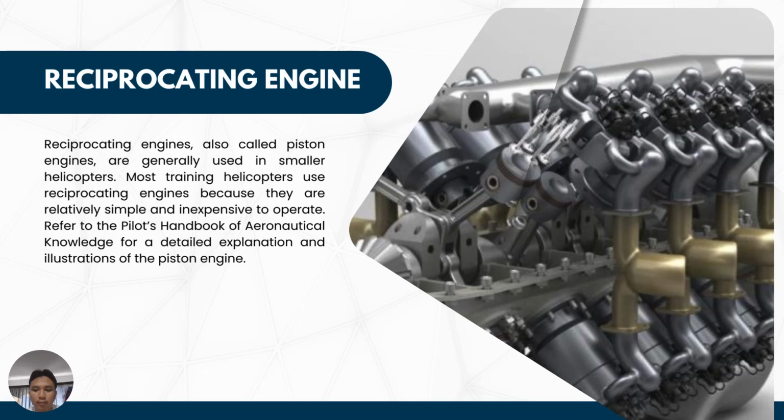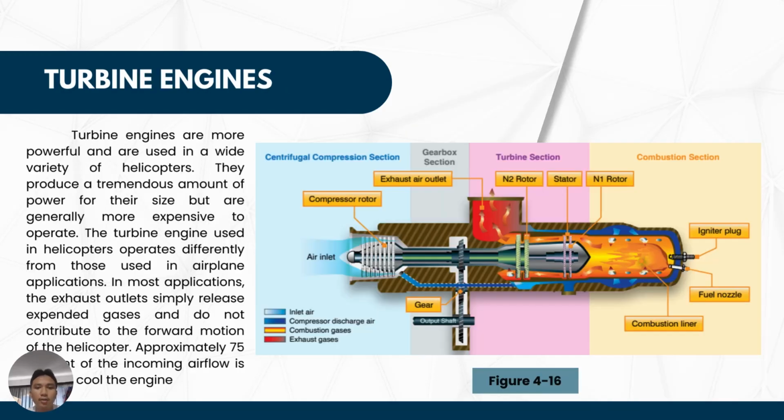Now next, the turbine engines. Turbine engines are more powerful and are used in a wide variety of helicopters. They produce a tremendous amount of power for their size but are generally more expensive to operate. When the fuel burns inside, it creates hot gases that spin a set of blades inside the engine. These spinning blades are connected to a shaft, which can be used to do useful things like propel an airplane or generate electricity. So a turbine engine is basically a fancy way to turn fuel into spinning power.